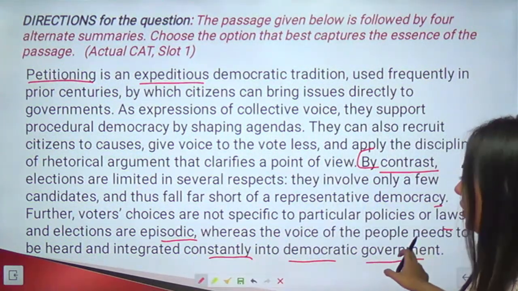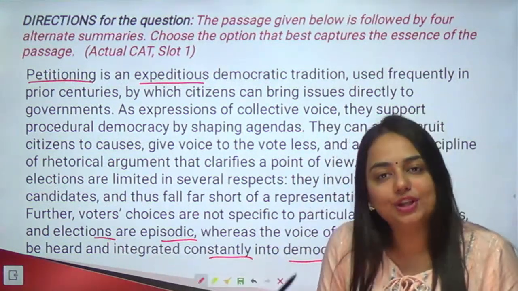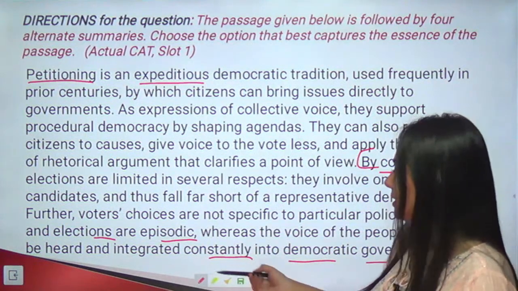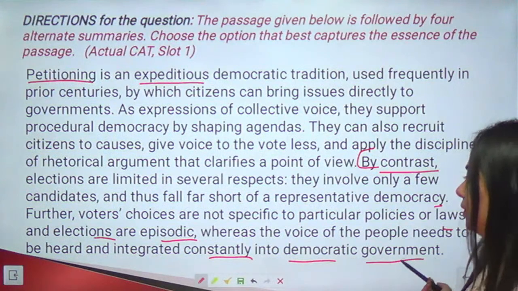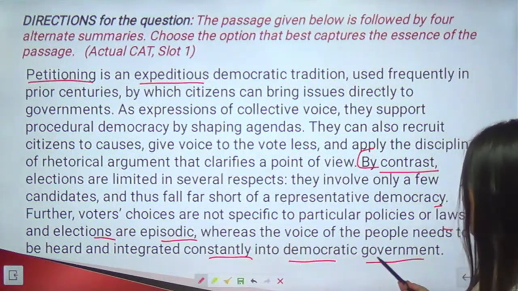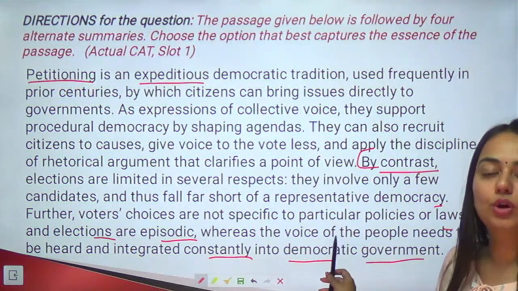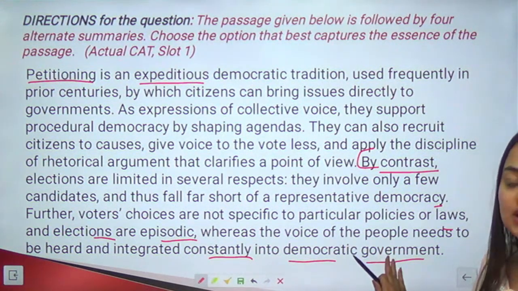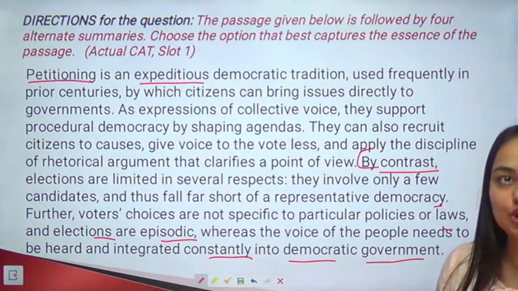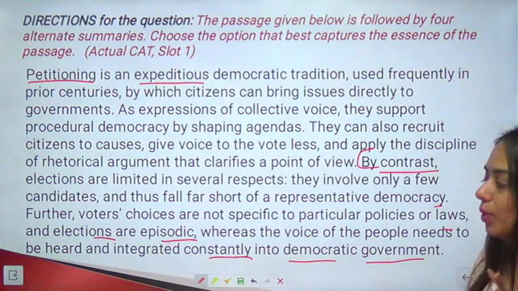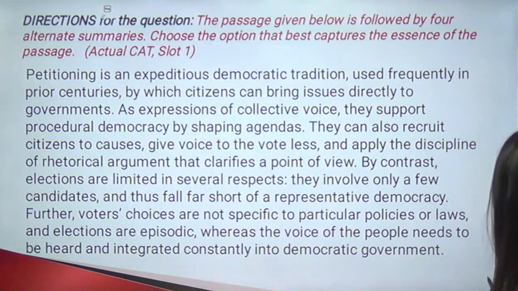And then you are already given some of the reasons why elections fall short of actually being democratic. There are different reasons, like their nature is episodic and the voice of people can be heard and integrated constantly into democratic government. So what we can do to make our democracies more able, more apt, a suggestion is given by the end of the passage. I hope we have all understood the passage. You may pause the video, read it once again. Let's now move on to the option choices.